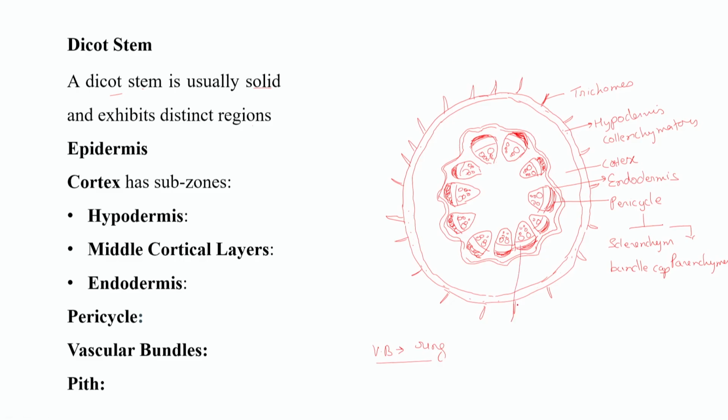Then you have phloem present on the outer side, and then you have xylem, which is present on the lower side, and in the center you have pith, a large pith. Pith is generally large in dicot stem.